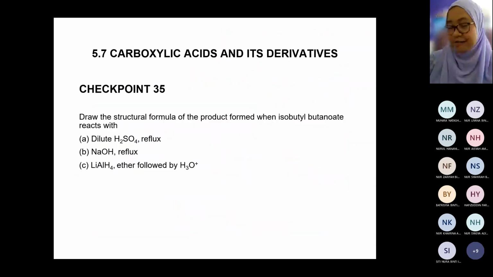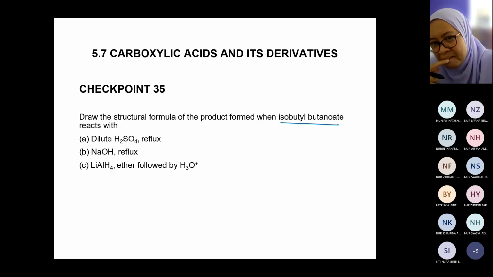Last question. Draw the structural formula of the product formed when isobutyl butanoate reacts with dilute H2SO4 solution. So reflux. Okay. Isobutyl butanoate. Jom draw isobutyl butanoate.